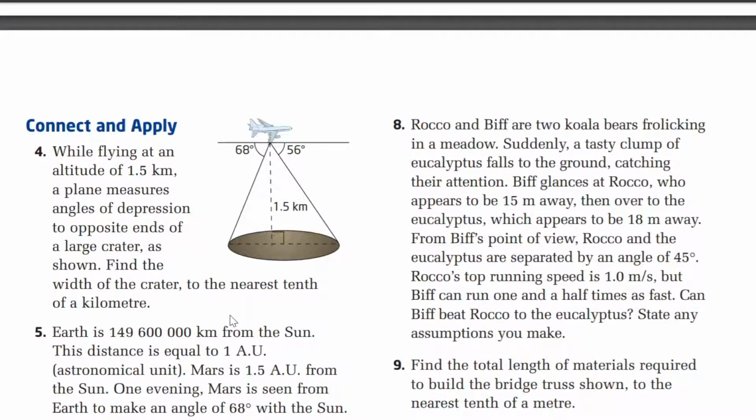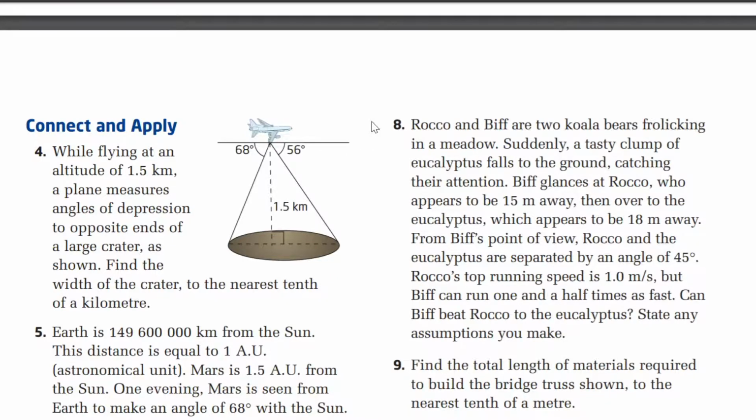catching their attention. Biff glances at Rocco, who appears to be 15 meters away. Then over to the eucalyptus, which appears to be 18 meters away. From Biff's point of view, Rocco and the eucalyptus are separated by an angle of 45 degrees. Rocco's top running speed is 1 meter per second, but Biff can run 1.5 times as fast. Can Biff beat Rocco to the eucalyptus? And then state any assumptions we are making.